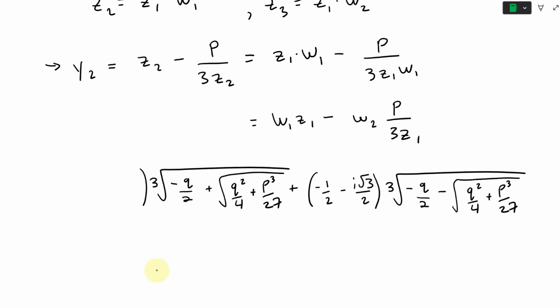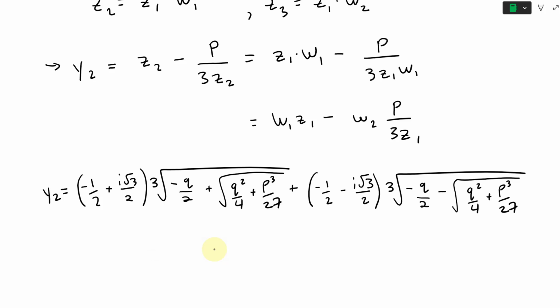Now it's going to be the i square root 3 over 2 plus, I'm going to have to fit all of this in. This is 2, and then this is going to be -1 over 2. And that's our W1. And this is now going to be our Y2. So there it is, there's a solution. All right, and now we have that.